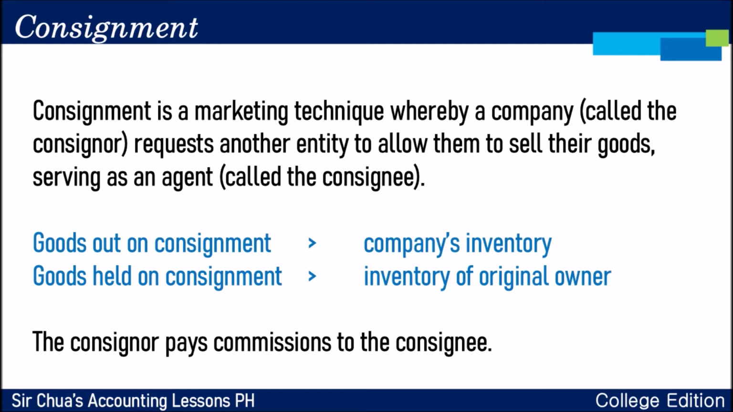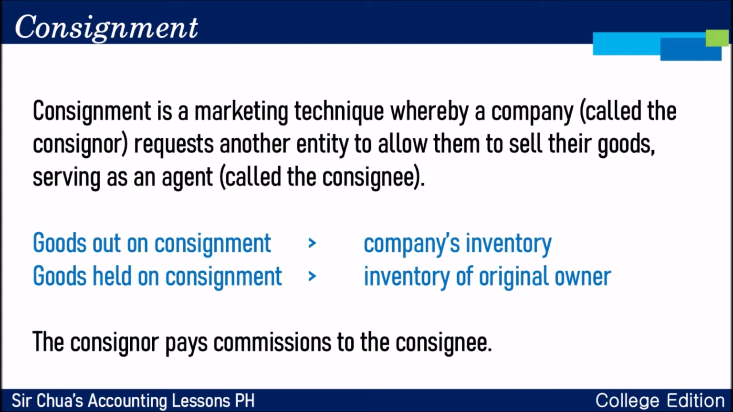So, hindi po matatawag ni SM na inventory nila yung mga products na yon kasi meron pong mga companies na may-ari nung inventory na yon. Okay? Nakikipwesto lang po sila kay SM. So, if a company has goods out on consignment, naglabas sila ng produkto or ng inventory nila na ipapabenta nila at makikipwesto sila sa ibang company, that is an inventory of that company. But kung tayo naman yung pinwestuhan, okay? Goods held on consignment, tayo yung may hawak ng inventory, okay? For example, yun nga, si SM, marami silang goods held on consignment, hindi po nila matatawag na kanila yon because that is the inventory of the original owner.